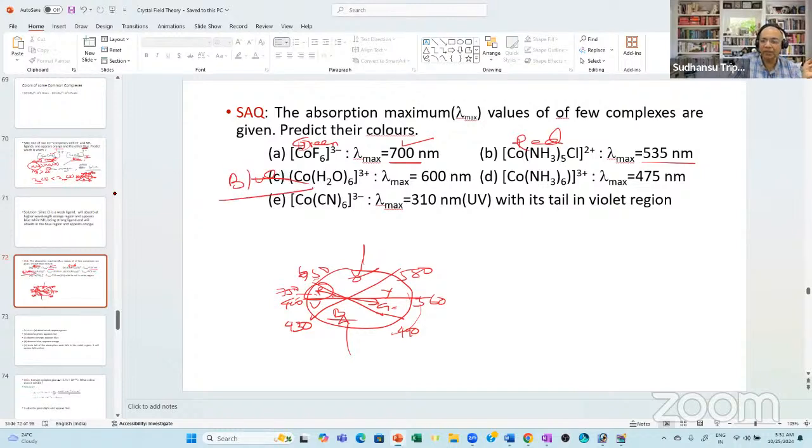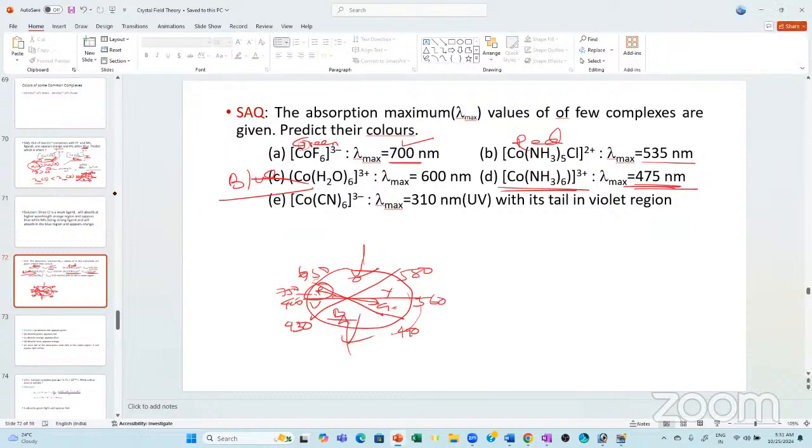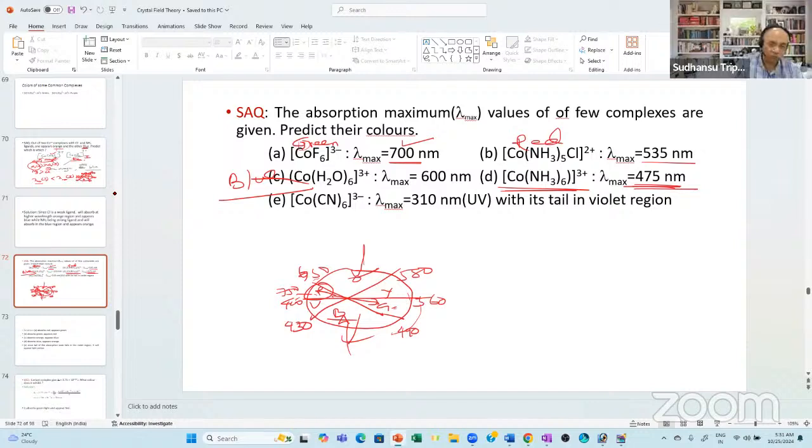So what about hexaammine cobalt 3 plus? This is heromarka. The amine ligand is stronger than aqua. So the energy is more, lambda is less, 475. Which region does 475 fall in? Blue. So it will look what? Orange.